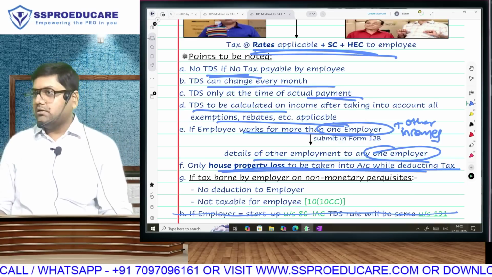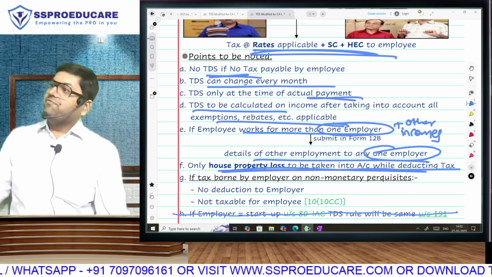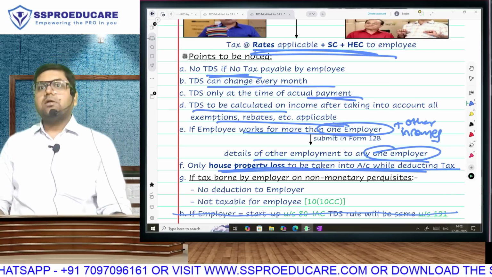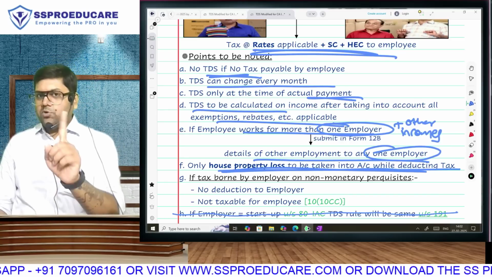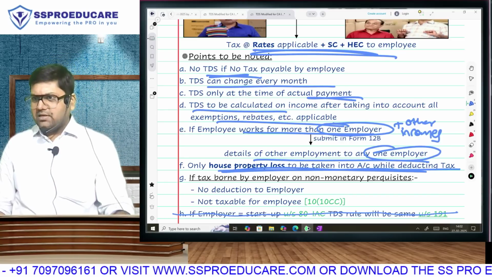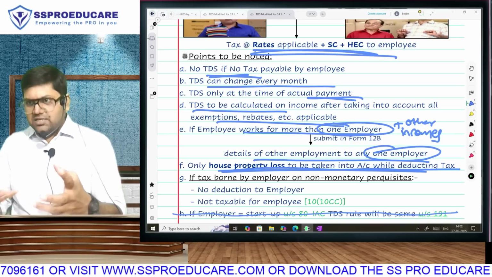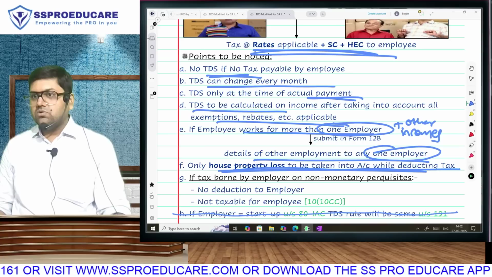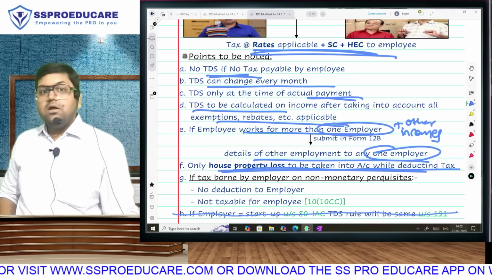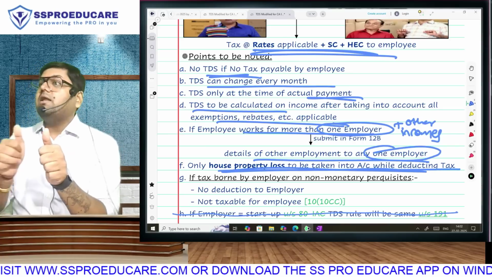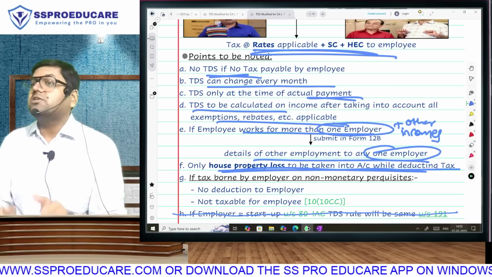Supposing 10 lakh salary, capital gain 5 lakh. Will he take 5 lakh? Yes. Capital loss 2 lakh. I am not asking you to adjust my 2 lakh against salary, but can my capital loss be adjusted against my 5 lakh capital gain? Adjust that? No, sir, he is not allowed. So what will happen? Your employer will take your salary 10 lakh, capital gain 15 lakh and deduct TDS on 15.